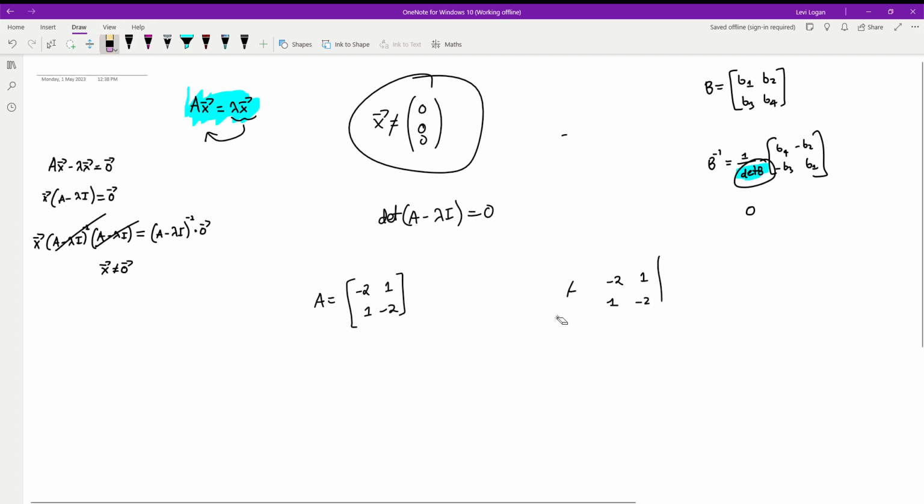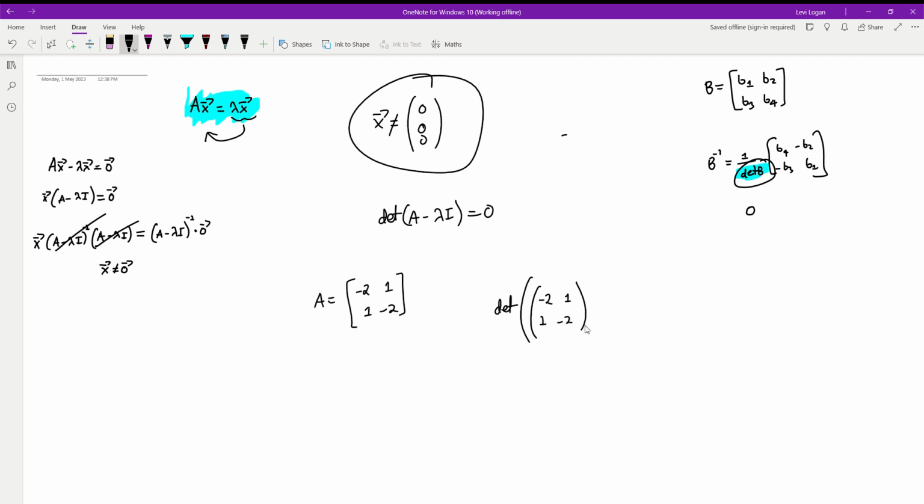Before we do that, let's just simplify this formula we have in here. We're going to write det, brackets, our matrix A, so we'll have -2, 1, 1, -2. Then you're going to subtract lambda multiplied by our identity matrix, which is 1s down the diagonal, but it's a 2 by 2, because we're dealing with a 2 by 2 here, so we'll have 1, 0, 0, 1.